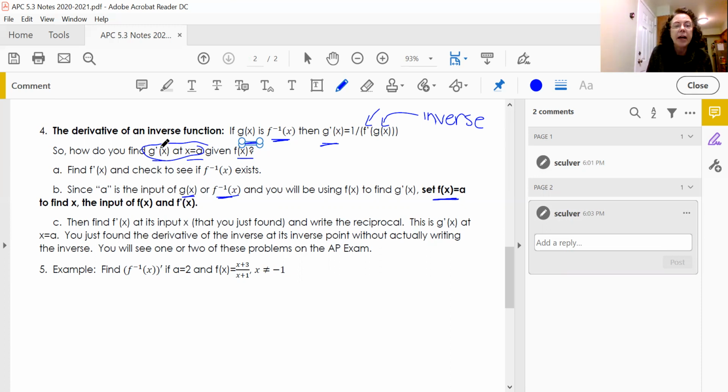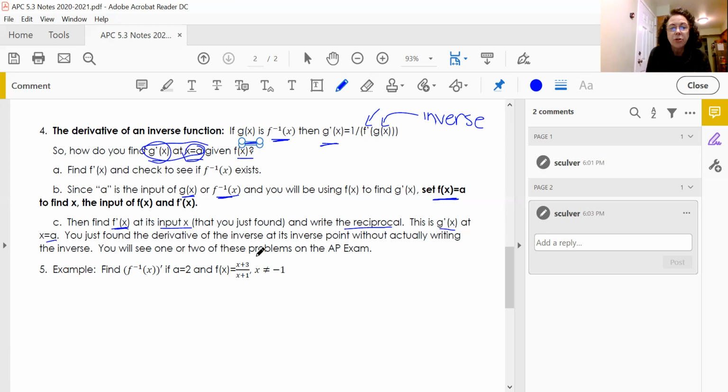Because they're asking you to find the derivative of the inverse function at a, that means we have to set the original function equal to a to find the x that we are going to use in the original function. We have to inverse the points to find x, the input of f of x. Then find the derivative of f at its input x that you just found and write the reciprocal. This is the derivative of g, or the derivative of the inverse at x equals a. You found the derivative at its inverse point without actually writing the inverse.